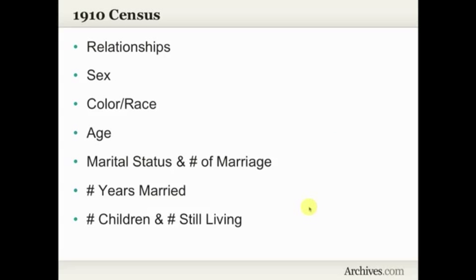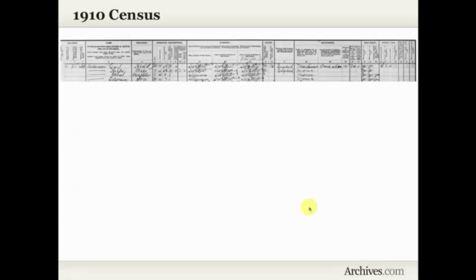Let's look at 1910. Very similar questions asked at the beginning of the 1910 census. Relationship to head of household, the sex, the color or race, age, marital status, and number of marriage, number of years married, and the number of children and the number still living. So let's take a look at the 1910 census.